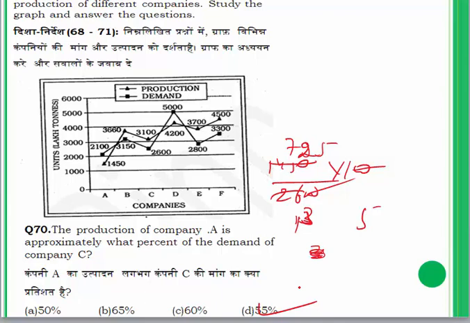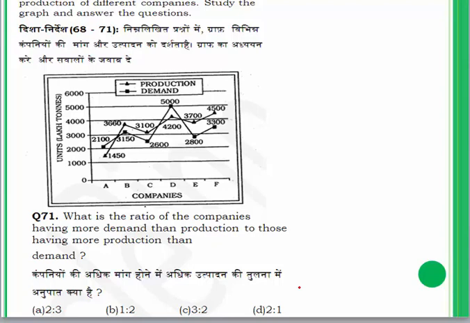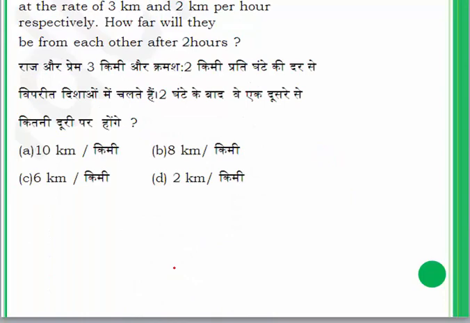And the next question is question number 71. What is the ratio of the companies having more demand than production to those having more production than demand? So companies having more demand than production, this is demand, 1, 2, 2 companies. It means out of 4 companies, these 2 companies have more demand and these have more production. So ratio is 2:4, that is 1:2. Answer is B.